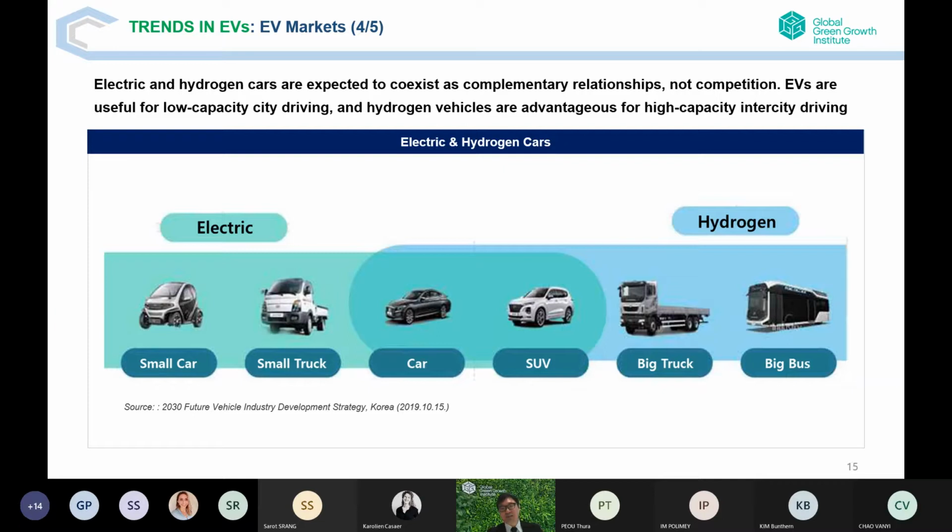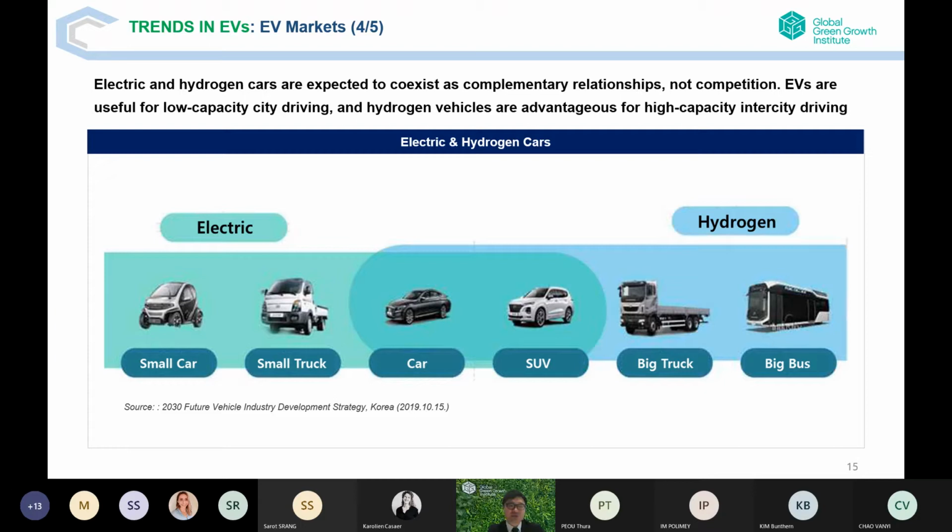So this is the concept of the future electric mobility energy transport market. Electric and hydrogen cars are expected to coexist as a complementary relationship, not competition, like the diesel car and the oil car. There are two types of mobility these days. The electric car is for small cars and small trucks, but hydrogen, like diesel, is very useful for big trucks and big buses because they are more powerful than electric. So two types of mobility will coexist, and our mobility market will shift to two types of mobility trend.